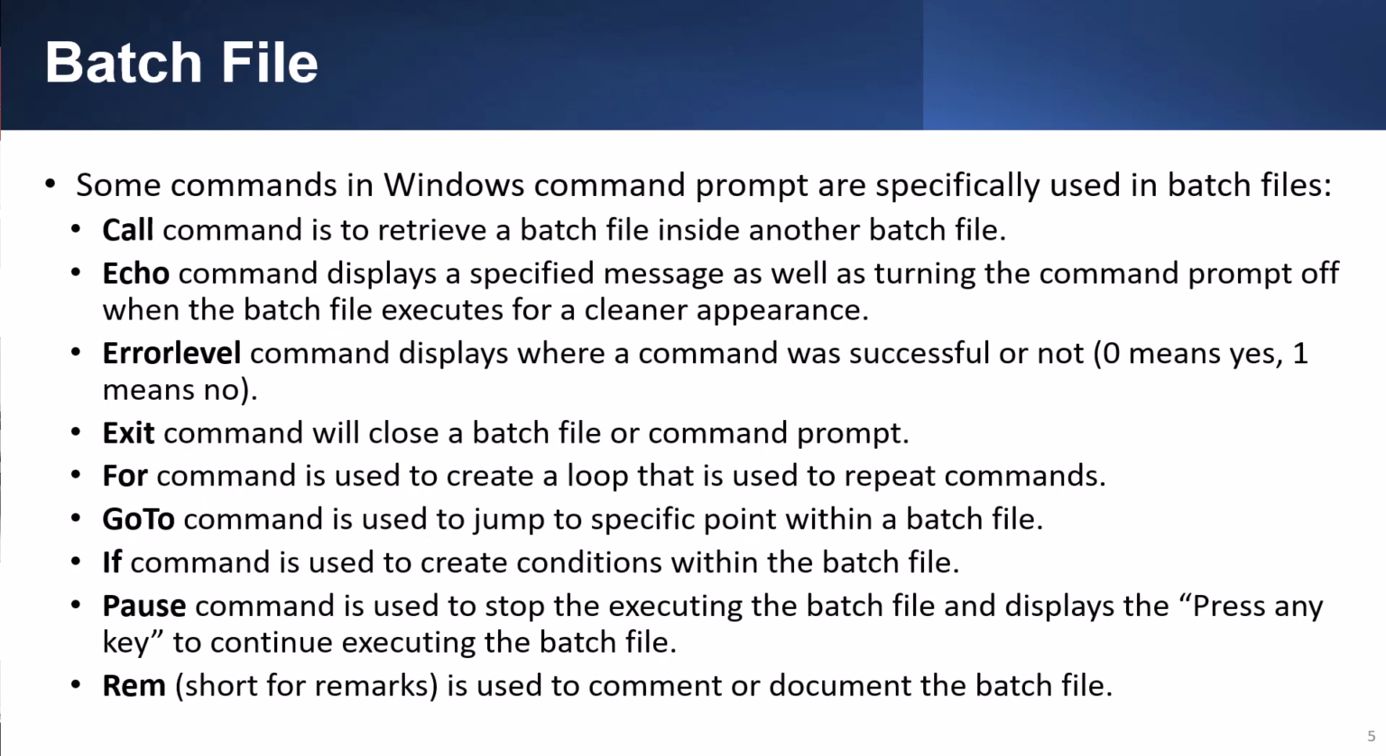Some commands in Windows Command Prompt are specifically used in batch files. Call command is to retrieve a batch file inside another batch file. Echo command displays a specified message as well as turning the command prompt off when the batch file executes for a cleaner appearance. Errorlevel command displays whether a command was successful or not. 0 means yes, 1 means no. Exit command will close a batch file or command prompt.